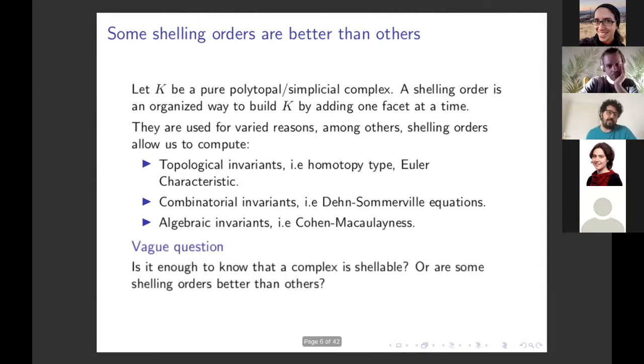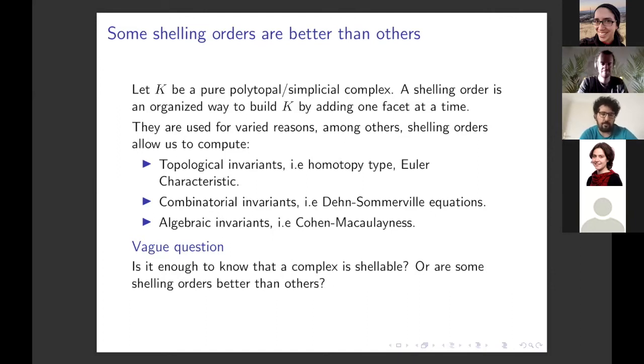Consequently, there has been a significant amount of work in trying to answer the question of whether a simplicial complex or a polytopal complex is shellable.